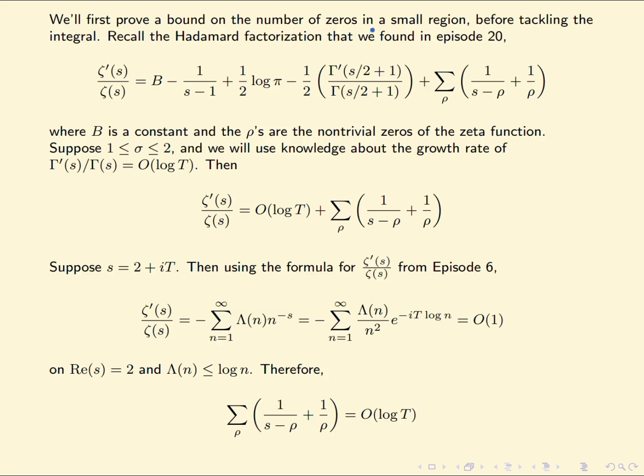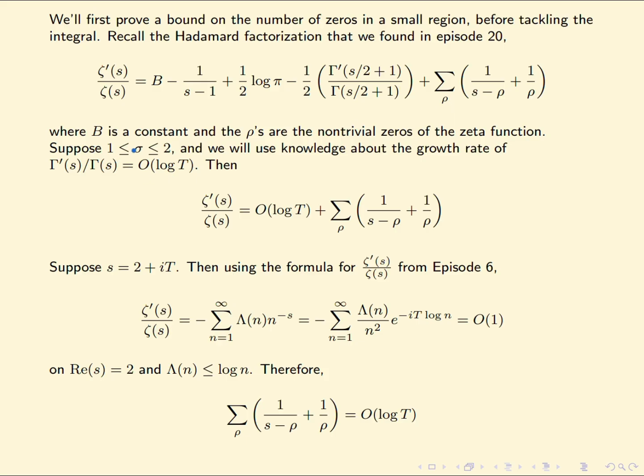I'll first prove a bound on the number of zeros in a small region, and then we'll go back to the integral. Recall the Hadamard factorization that we found in episode 20. We're using a log version of it, so this infinite product is actually an infinite sum over the zeros. b is some constant, and the rho here, the Greek letter rho, are the non-trivial zeros of the zeta function. Note that we will not include the trivial zeros at the negative even integers here, because we originally found this factorization of the xi function first and then added some terms for the zeta function. So these are really only going over the non-trivial zeros.